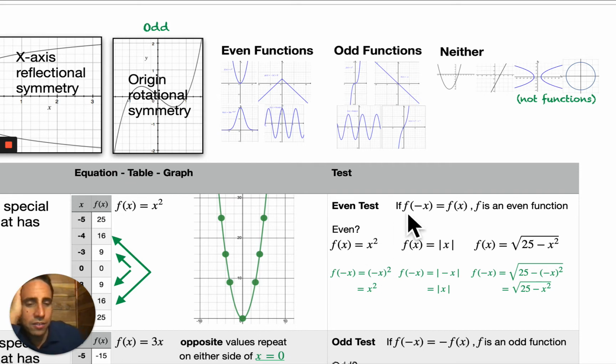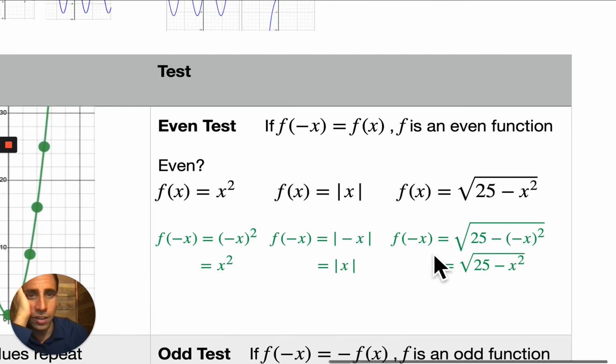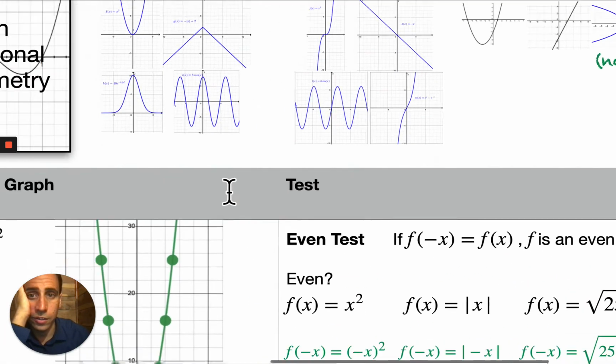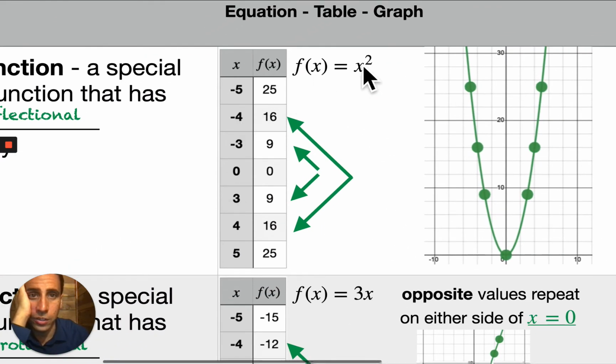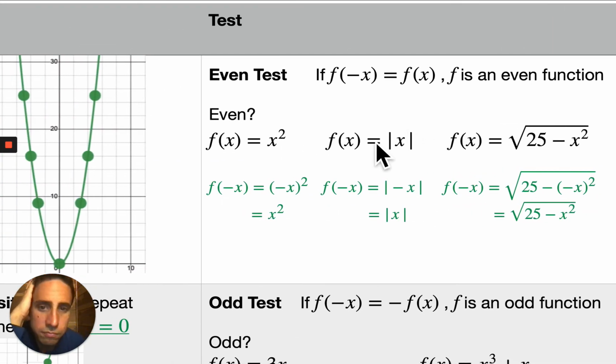Here's the even test, and this is actually the mathematical definition. If f of negative x is equal to f of x, then f is an even function. Now you probably didn't consider a whole lot about what it would look like to take not just a number to put into this function, like you see here, we're putting numbers into the function and getting outputs out. But you can also put variables in. So what does it mean to put negative x into the function?